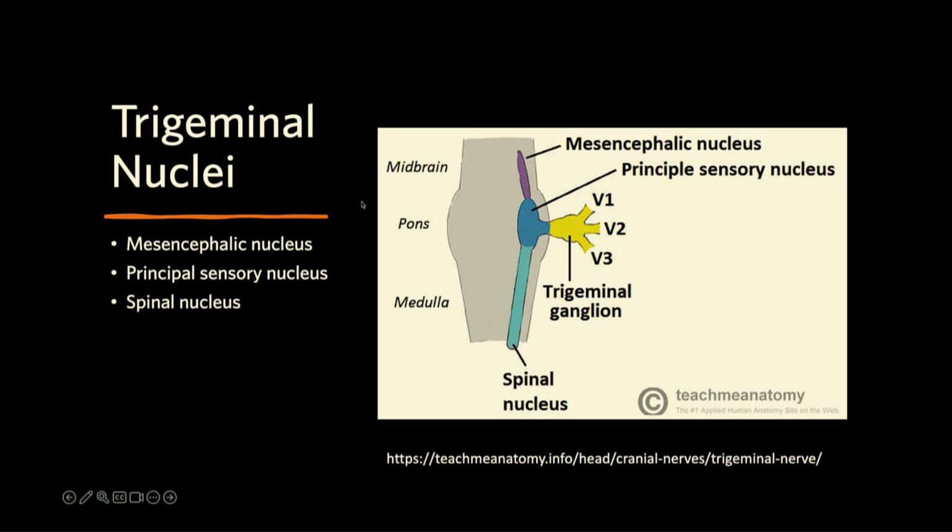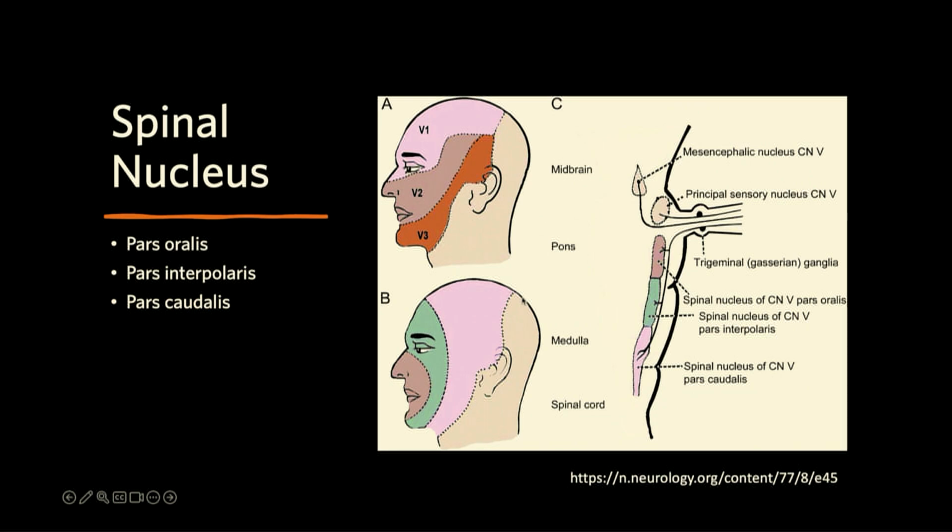So the trigeminal nucleus has three components: the mesencephalic, primary sensory, and the spinal nucleus. We're going to focus on the spinal nucleus. Working our way down, the spinal nucleus has three components: the pars oralis, interpolaris, and caudalis. Don't even worry about that, okay? Just think of this little spot in your brainstem. Don't even worry about what it's called, okay?